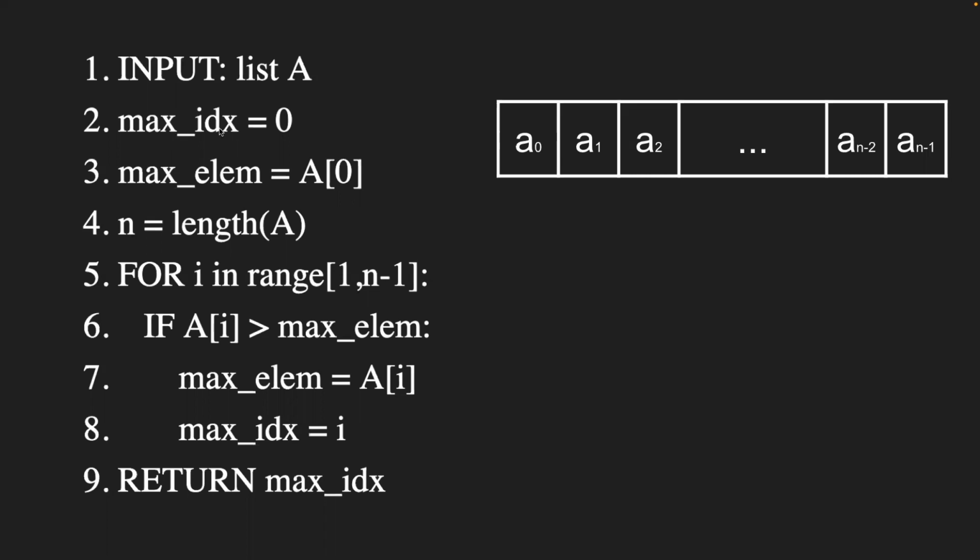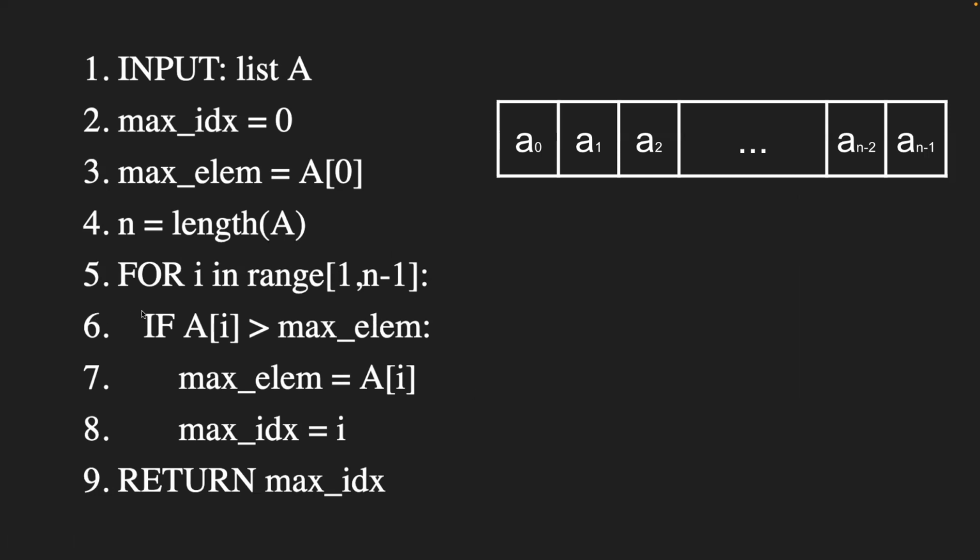And what we're going to do is first decide that this first element, the element at index 0, is going to be our maximum element. So I'm going to say my maximum index is 0 and my maximum element is the element at index 0. I'm also going to set n equal to the length of A, because that's going to help me with my for loop. So my for loop is going to go from 0 to the length of A minus 1, or you could just say to n minus 1.